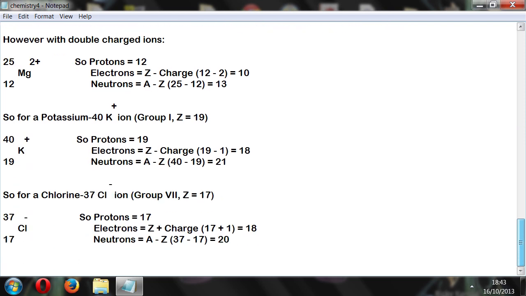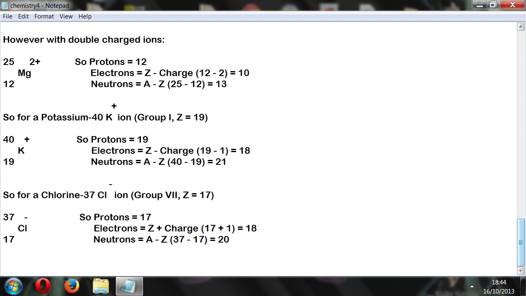Similarly, we've got potassium-40 as a K+ ion. It's group 1, and Z is 19. The configuration is 2, 8, 8, 1, so group 1. 2, 10, 18, 19. Protons are 19, obviously. Neutrons are the mass number minus the atomic number: 40 minus 19 is 21. And again, we just subtract the charge, so this time it's 19 minus 1, which is 18.